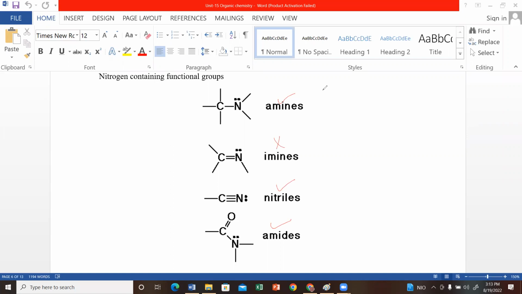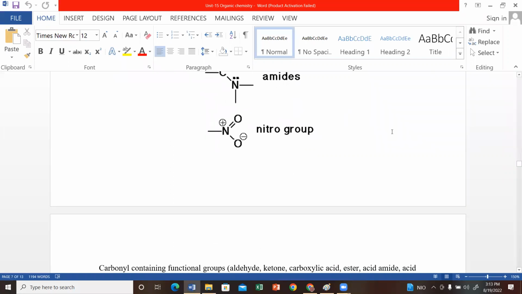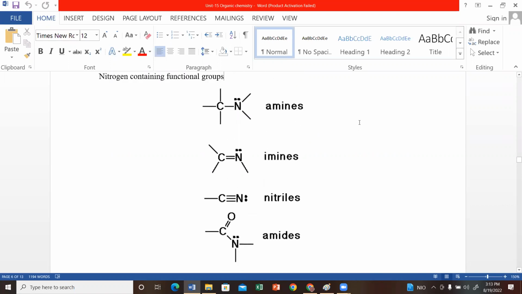Amine is not in your functional group. That was a part of the picture जो कि मैंने copy की है. So that's why it is here. Otherwise, it is not in your course. The last one is nitro group, which is related to oxygen containing nitrogen functional group. That is NO2. One by one, we are going to discuss them.